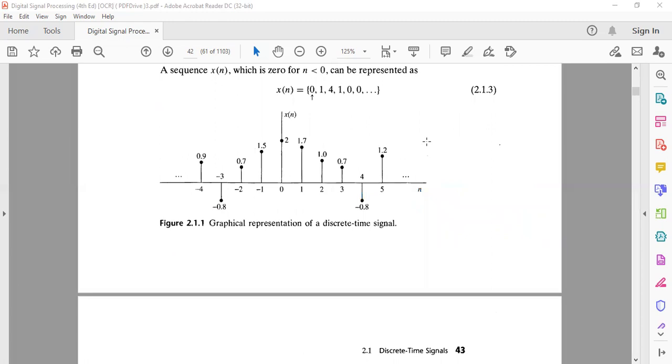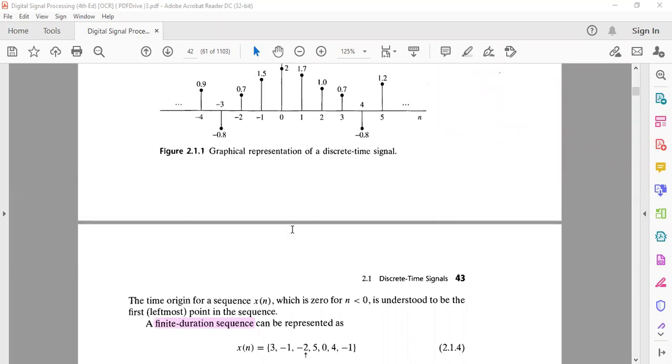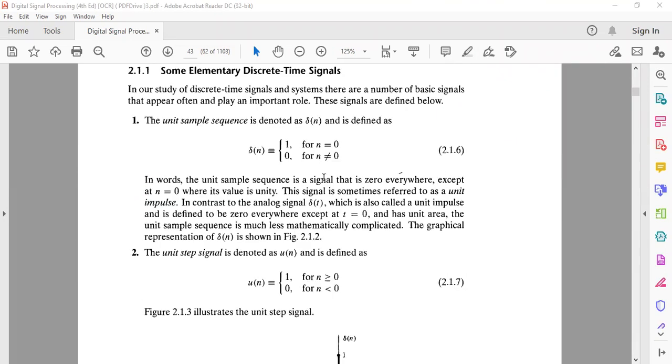Someone is saying, please talk about the time origin of a sequence. The time origin is that time where we assume that we started sampling from. At the point when your sampling starts, that's what we call the time origin. That is where we say n is equal to 0, the value at the point where you start sampling.